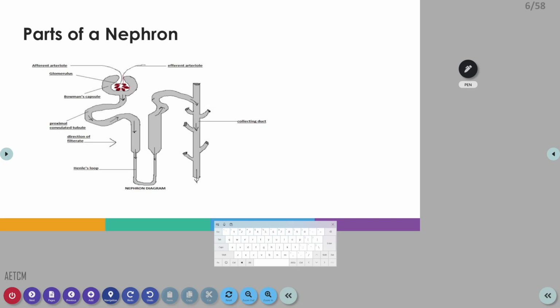Now we come to the parts of a nephron. The nephron contains the afferent arteriole, the glomerulus, and the efferent arteriole. Then comes the Bowman's capsule, the proximal convoluted tubule, the descending and ascending loop of Henle, and finally the DCT and the collecting duct.